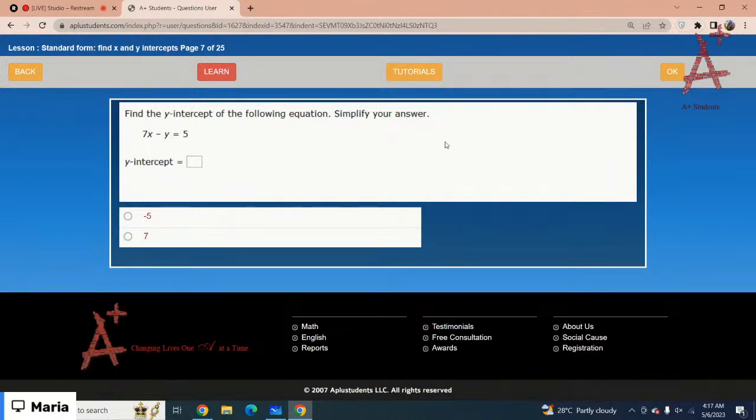Yes, it would be negative 5. The correct option is negative 5.